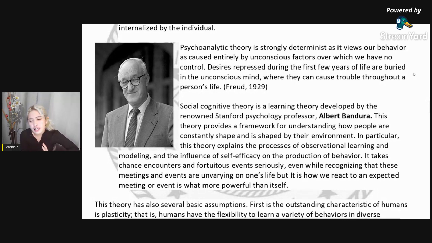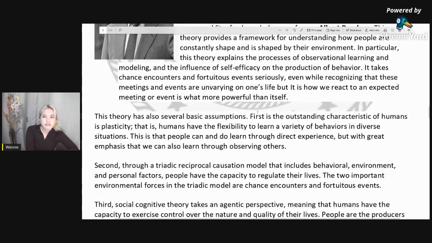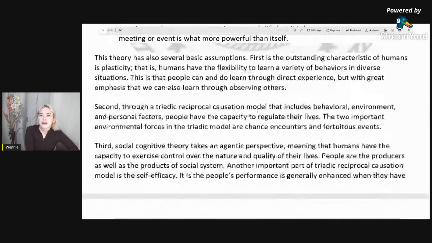Pero while we are recognizing that these meetings and events ay wala namang constant effect on one's life, pero how we react on this event ang mas powerful. So this theory also has several basic assumptions. So first is the outstanding characteristic of humans is plasticity. That is, humans have the flexibility to learn a variety of behaviors in diverse situations.